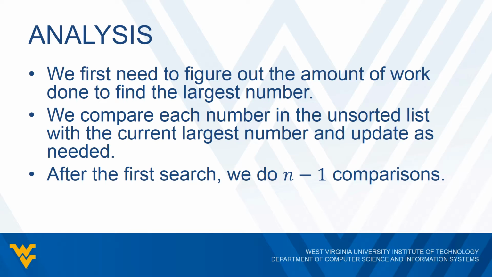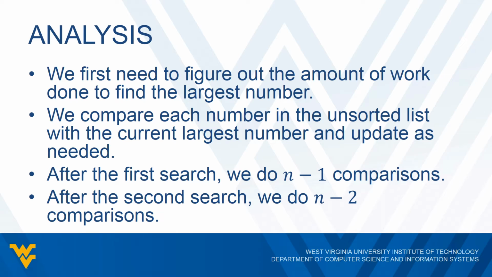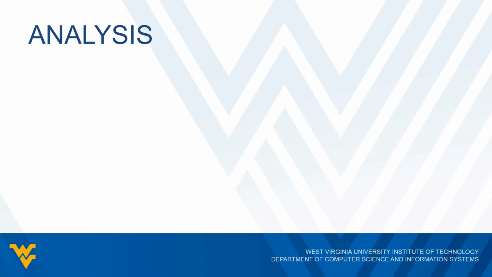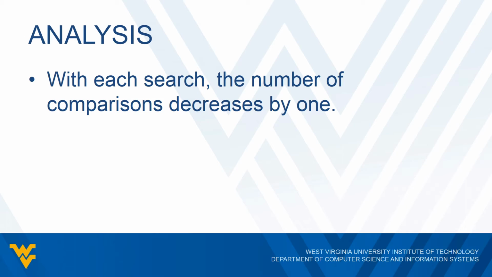Remember, we talked about searching before, and we found that if we have a list of n items, we're going to do n-1 comparisons. So that first time we find the number, and then we move it to the sorted portion of our list. That means that after the second search, we only do n-2 comparisons, not n-1, because once again, we've taken out one number from the unsorted list. We don't need to search the entire list. We only need to search the unsorted portion of the list. So we see there's this trend where every time that we search the unsorted list, the number of comparisons we need decreases by 1.